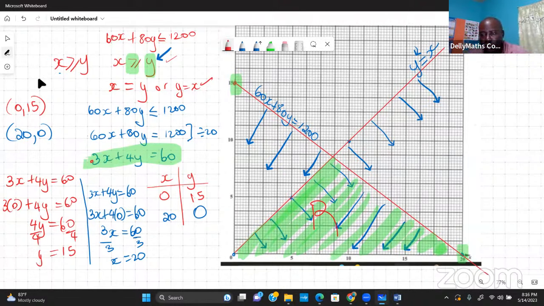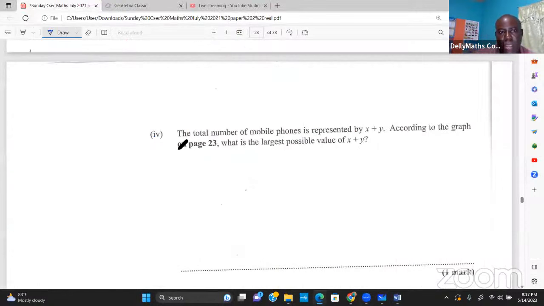All right, let's go. Let's go again. So here is the next question. The total number of mobile phones is represented by x plus y. According to the graph on page, which is our graph, what is the largest possible value for x plus y? All right. I want you to understand this.